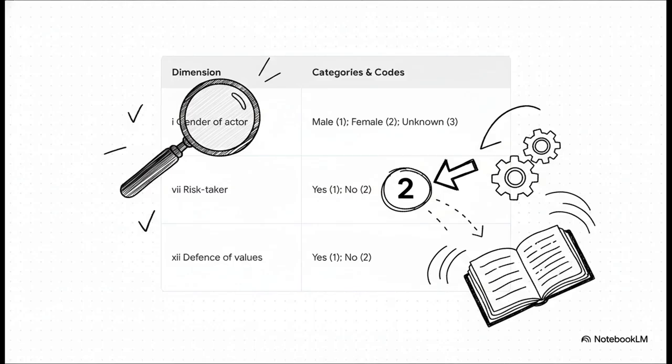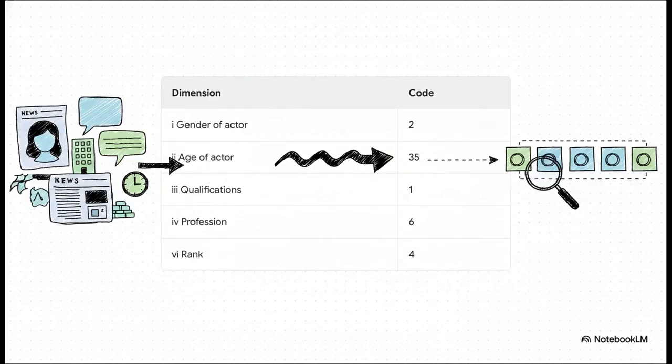That's where the second, and honestly the most important tool comes in, the coding manual. This is your rulebook, your decoder ring. It gives you explicit, undeniable rules for every single dimension. The key here is there's zero guesswork. If the manual says to code a female actor as a 2, you code it as a 2. End of story. This is what makes sure everyone is consistent. And boom! Here's what it looks like when it's all done.